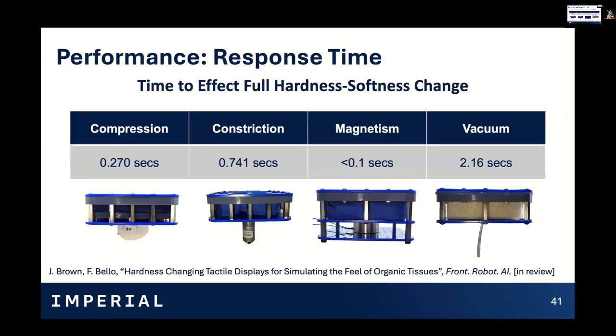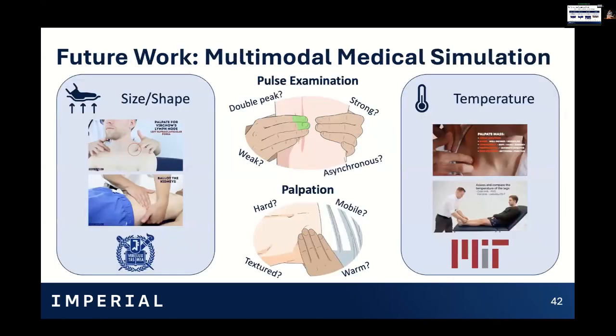We looked at response time as well. And again, because of that regulator, the vacuum powered device is over 3 times slower than the mechanical devices. So this is a really, really strong argument for not using vacuums to actuate hardness changing displays, as if you needed one.